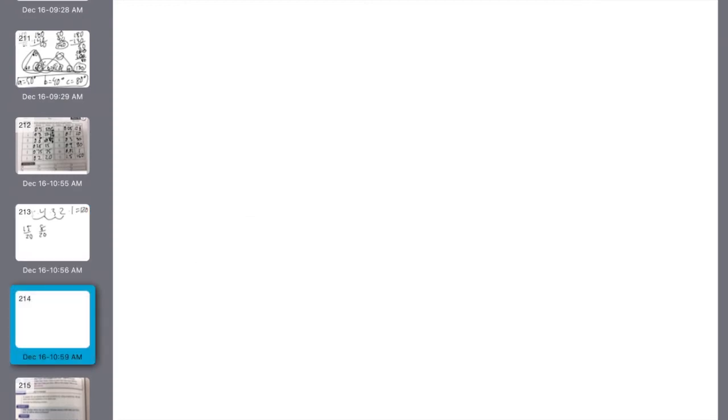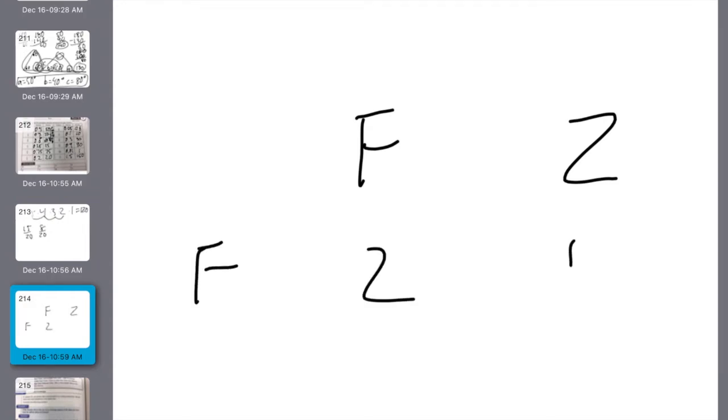Okay. The next problem, for problem solving, it says Zelda is older than Frank. So if I have Frank here, I have Zelda here. But she's younger than Juan. So maybe I should put Frank here, Zelda here, and Juan there. Juan is younger than Celia, but is older than Frank. That's definitely true.